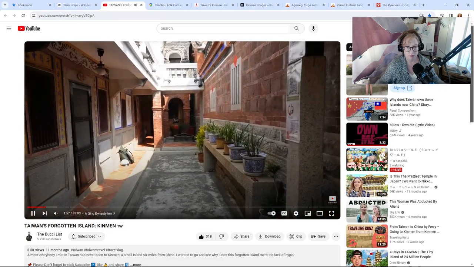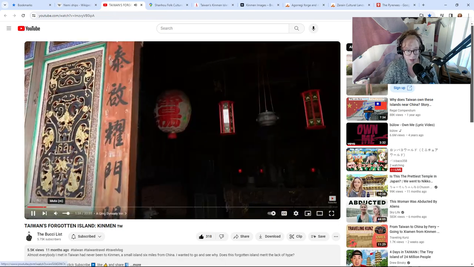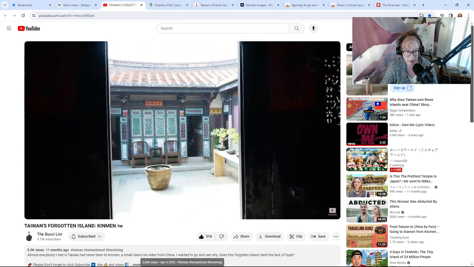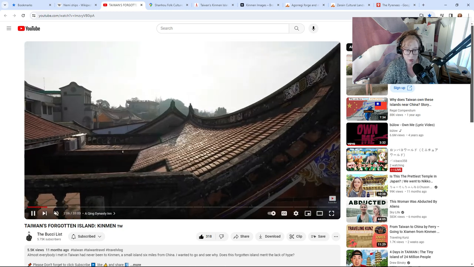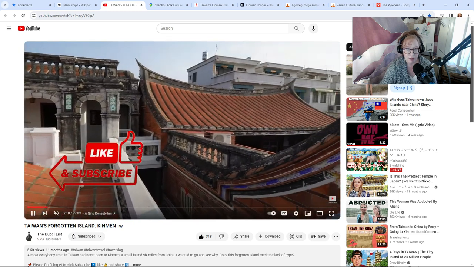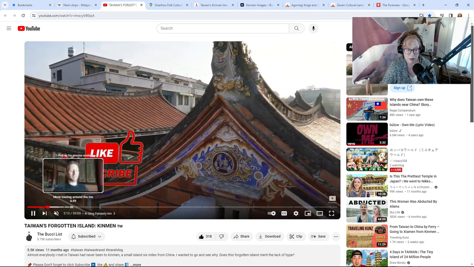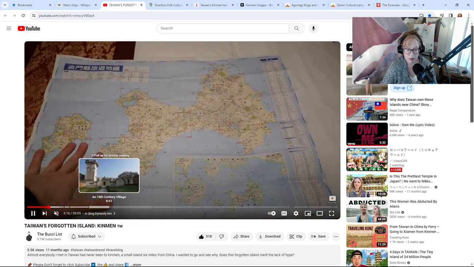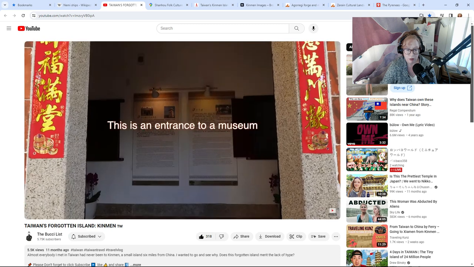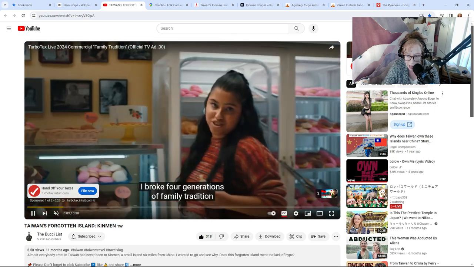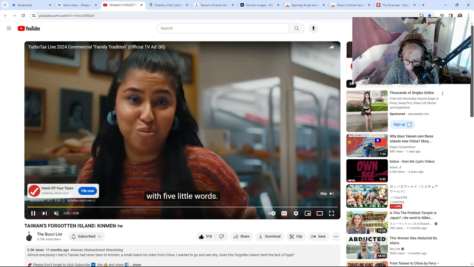Moving on. Look at this beautiful place. This is Taiwan's forgotten island, Kinmen Island, and it's only 6 miles from China. And we can see it's incredible looking. We don't want to see this guy's face, sorry. We don't want to see. Okay, there we go.